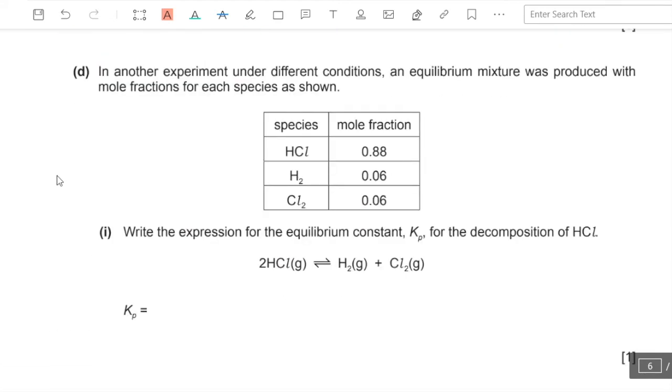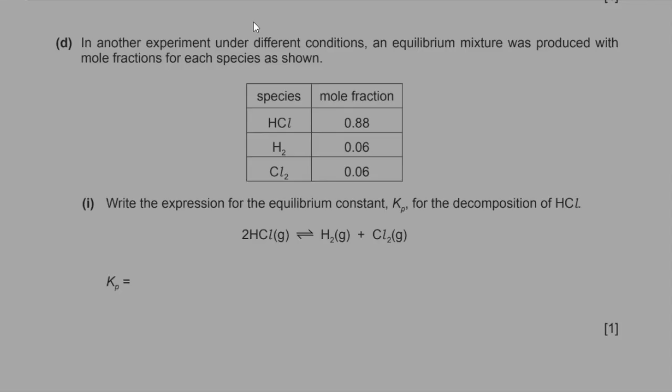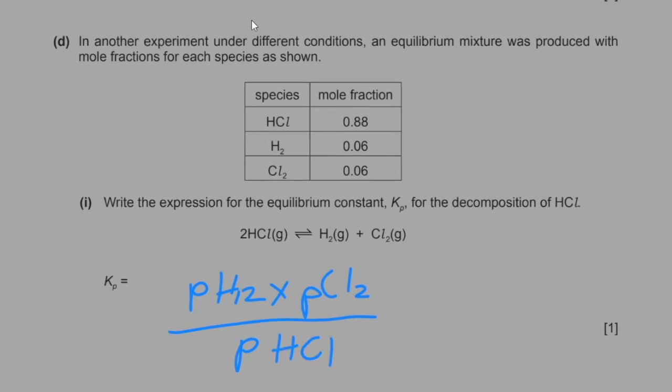In another experiment, under different conditions, an equilibrium mixture was produced with mole fractions for each species as shown. 1. Write the expression for the equilibrium constant for the decomposition of hydrogen chloride. To calculate that, you need to multiply the partial pressure of hydrogen with the partial pressure of chlorine, that is basically the partial pressures of products, and divide the value by the partial pressure of hydrogen chloride to the power of 2, because you have 2 moles in the equation.